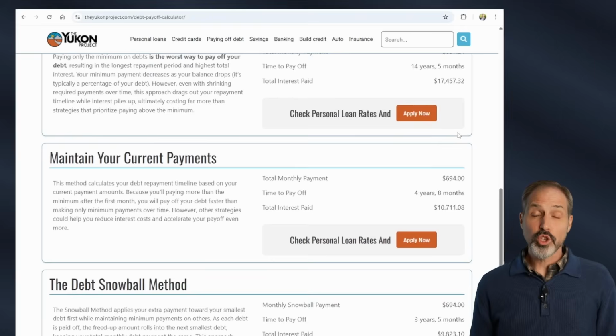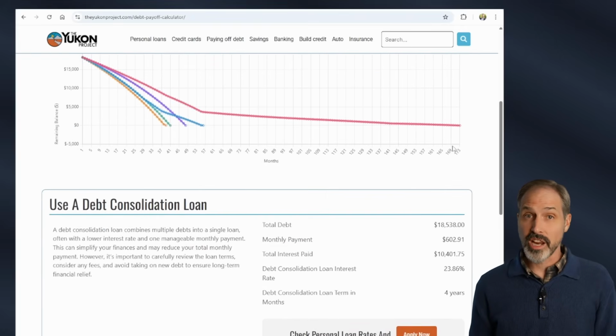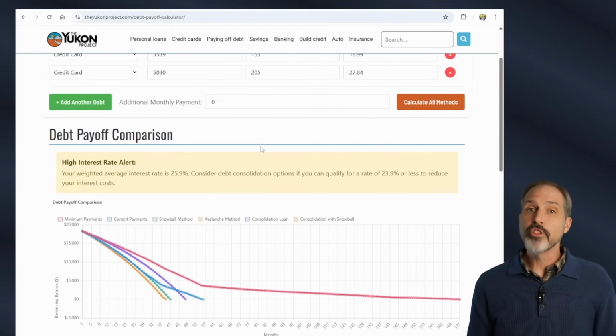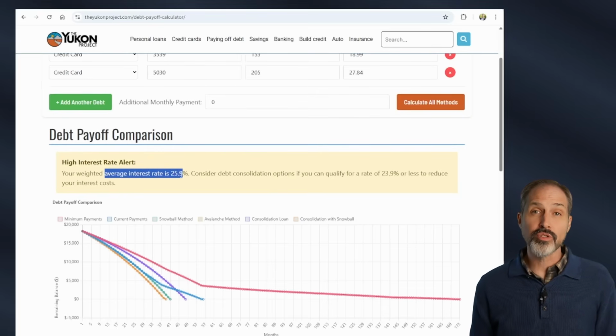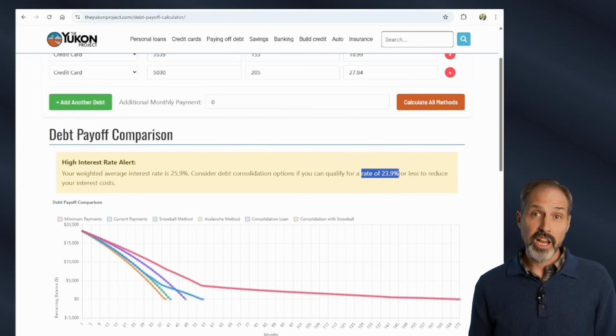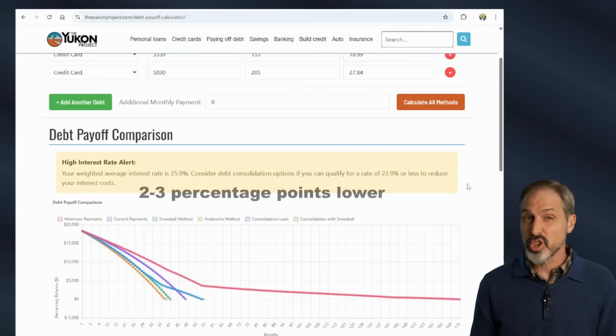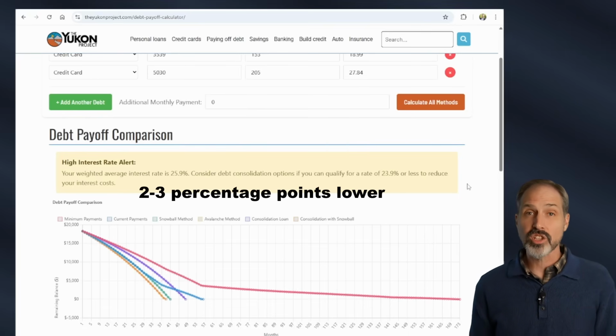That's real money. So if you do think you want to look into debt consolidation as part of your debt payoff plan, the first thing you want to do is look at the note at the top of this report. This tells you what the current weighted average interest rate on your debts is and what APR you would need from a debt consolidation loan in order to make it worthwhile. The rule of thumb is that you need a debt consolidation loan with an APR that is 2 to 3 percentage points lower than the interest rate on the debt you're consolidating.